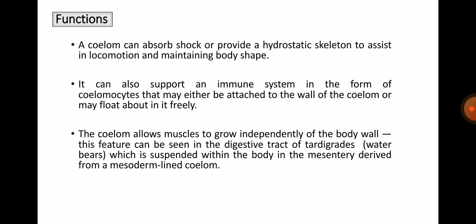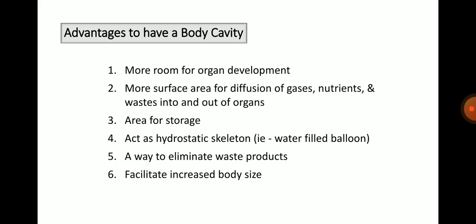It can also support an immune system in the form of coelomocytes that may either be attached to the wall of the coelom or may float about in it freely. The coelom allows muscles to grow independently of the body wall. This feature can be seen in the digestive tract of tardigrades, that is the water bear, which is suspended within the body in the mesentery derived from a mesoderm-lined coelom. Some more points on the advantages of having a body cavity.